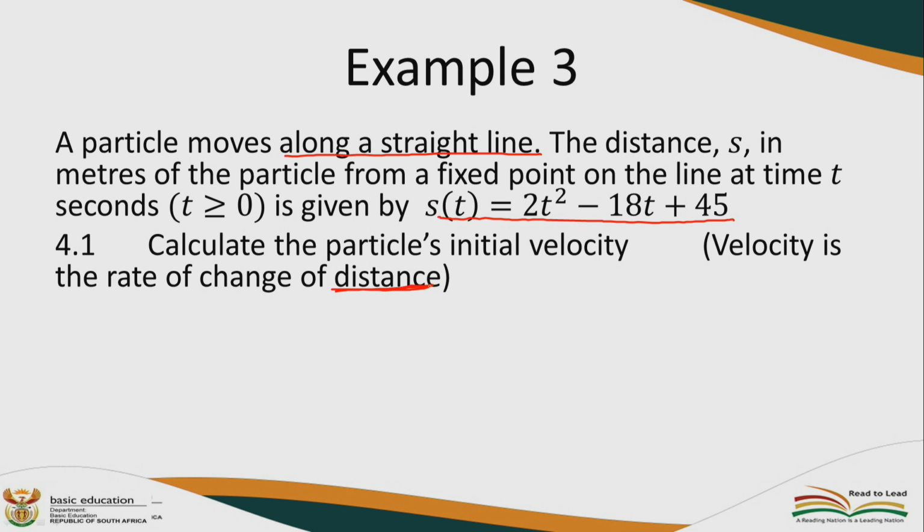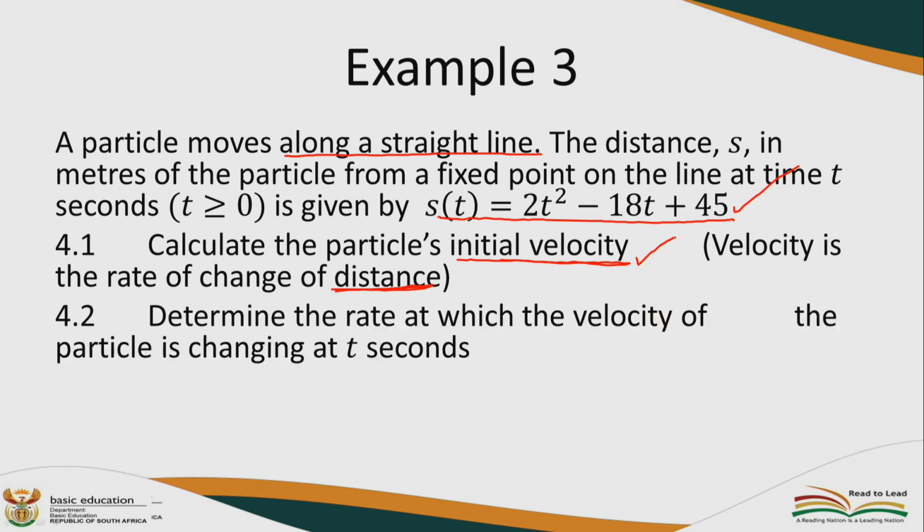All right, so now it means that if I'm interested in the initial velocity there, I need to first get an expression for velocity. And I'm not given an expression for velocity, I'm given an expression for distance. So if I can find the derivative of that, then I'll have an expression for velocity, and then I can calculate the initial velocity of this particle. Now let us look at the second question before we go through the solutions.